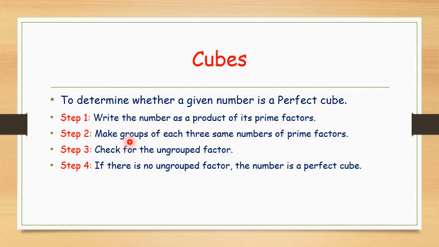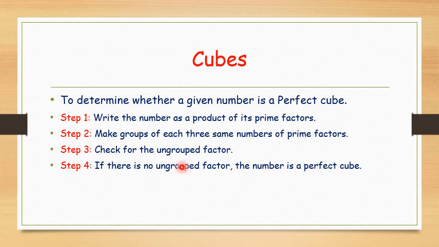Then in the second step, make a group of each three same numbers of prime factors. The prime factors that we get, we have to make groups of 3. Once you make groups of 3 of the same kind, then check for an ungrouped factor. Now we have to check whether there is any factor which is left ungrouped. So in step number 4, if there is no ungrouped factor, then the number is said to be a perfect cube.